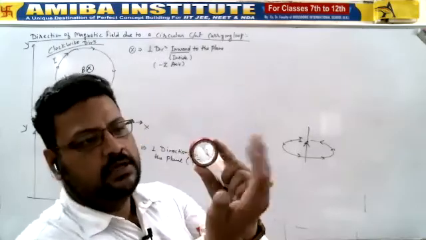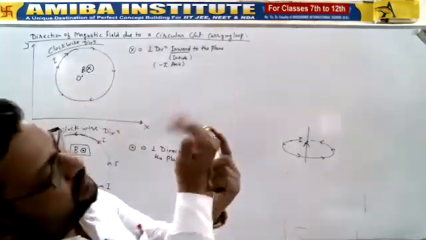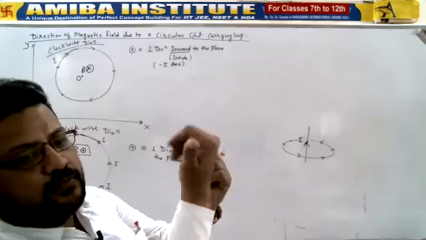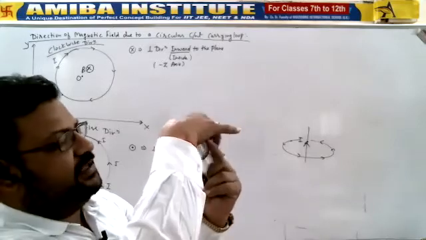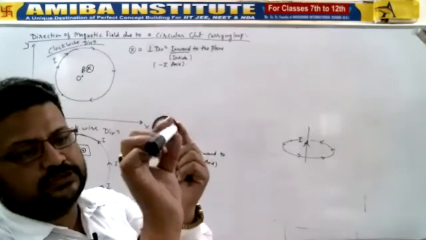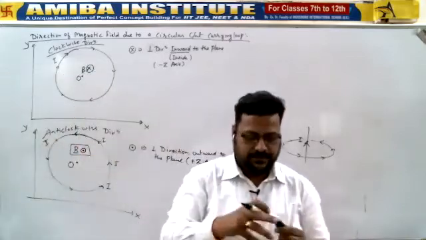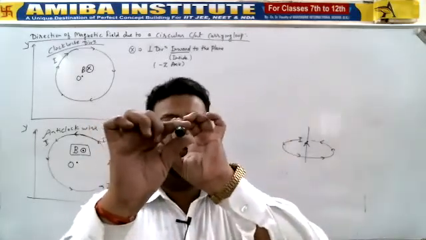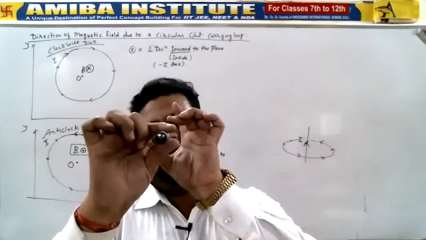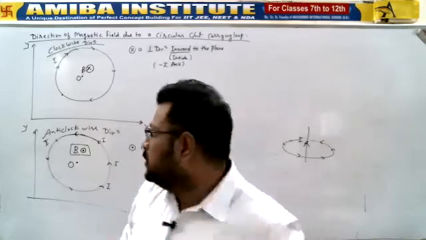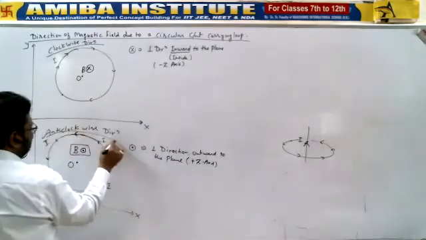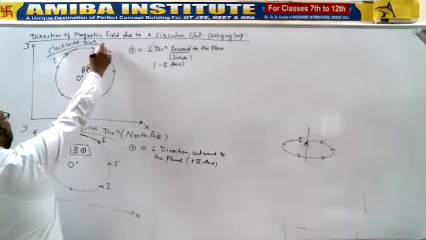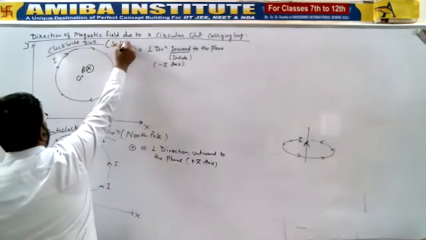Clockwise direction? Sorry, anti-clockwise direction from your side. It is anti-clockwise direction. So if I move my fingers, then the magnetic field should be outside of this plane, towards you. So in whatever direction the tip of the pen will be, it will represent the north direction. So the anti-clockwise direction shows the north pole, and clockwise direction shows the south pole.